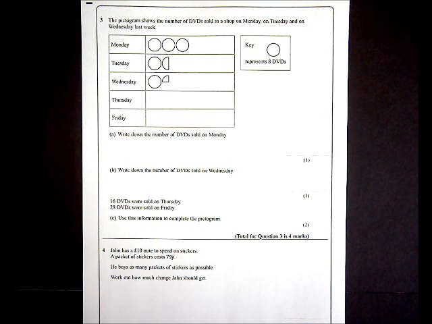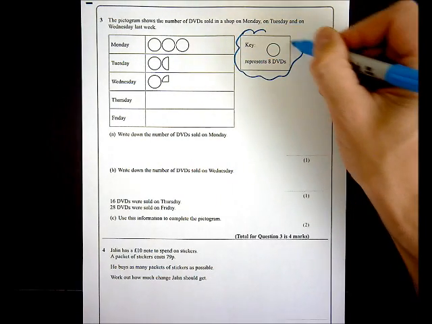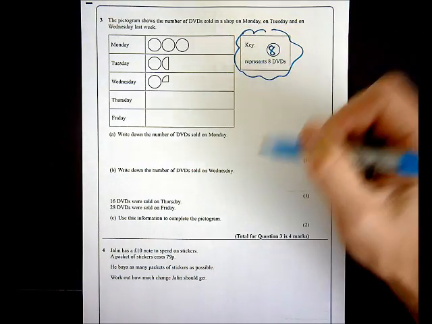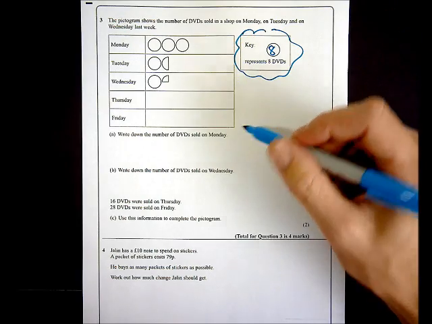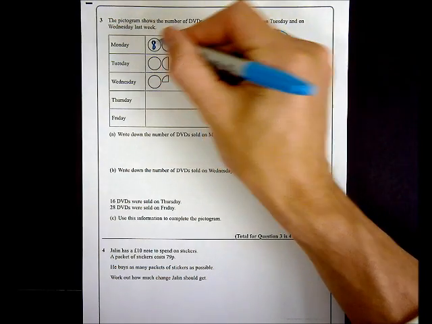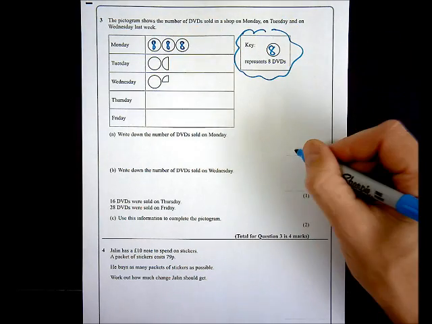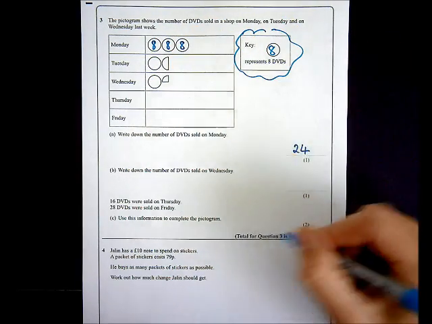On question 3, I'm shown a pictogram that details the number of DVDs sold in a shop, and I'm given a key here that tells me that each circle represents 8 DVDs. So in part A, I'm asked to write down the number of DVDs sold on Monday. So on Monday I have 8 here, another 8 here, and another 8 here. So in total, I would have 24.